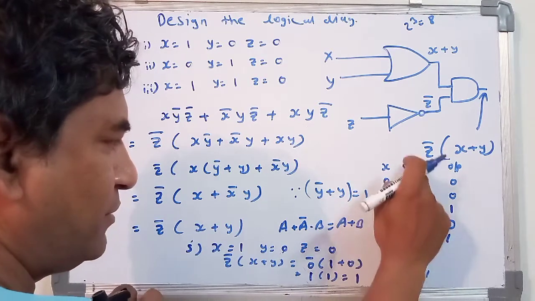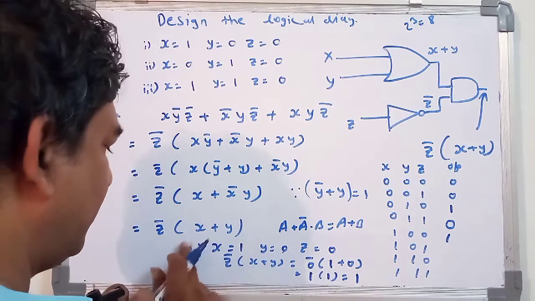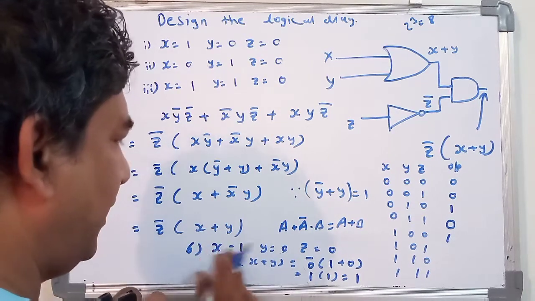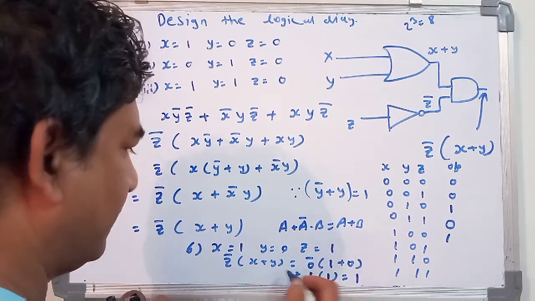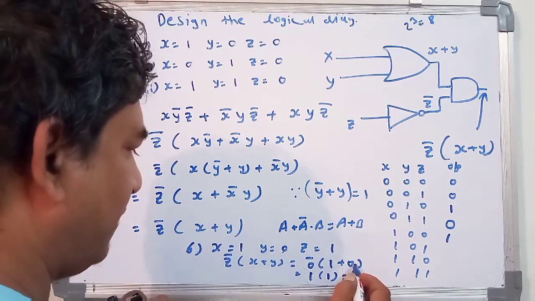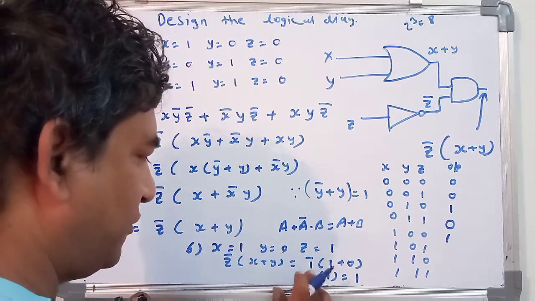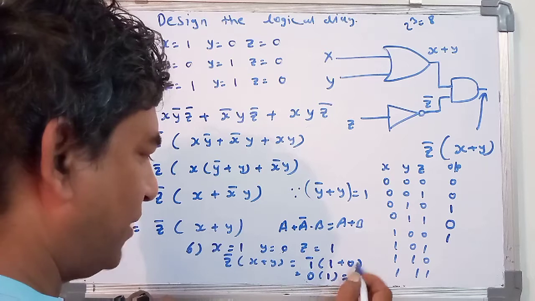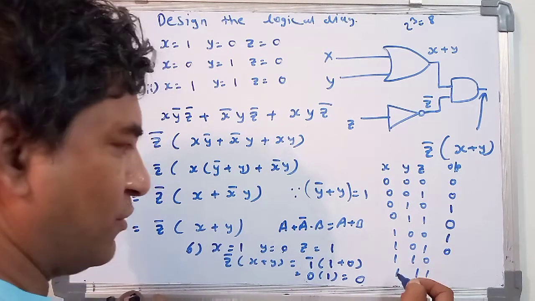X is equal to 1, y is equal to 0 and z is equal to 1. It is the sixth number condition, x is equal to 1, y is equal to 0, z is equal to 1. X plus y, 1 is equal to 0. The z value is 1, so you will be getting output as a 0. 1 plus 0 is 1, output is 0. So here it is 0.